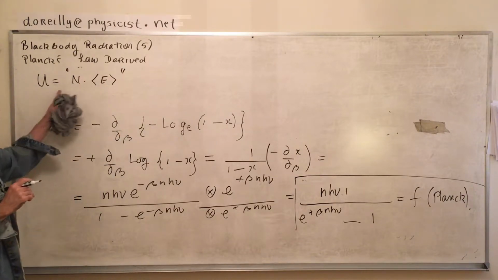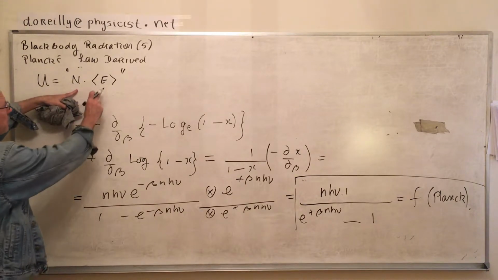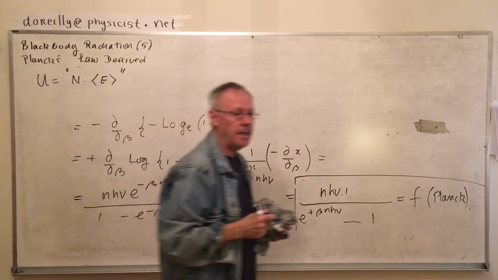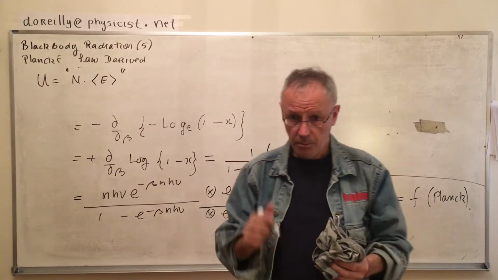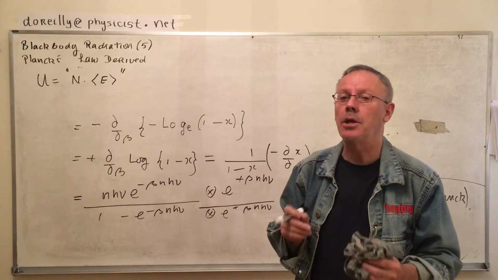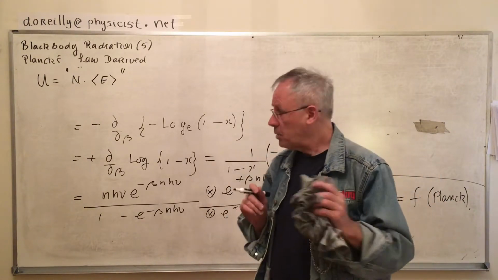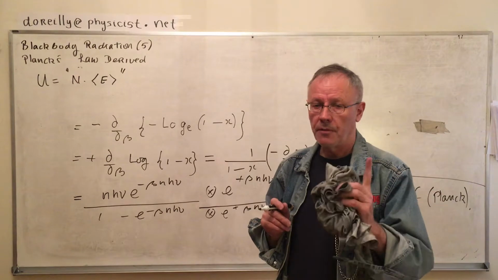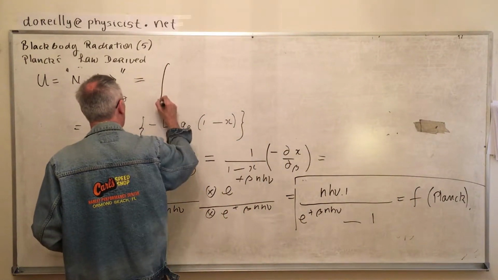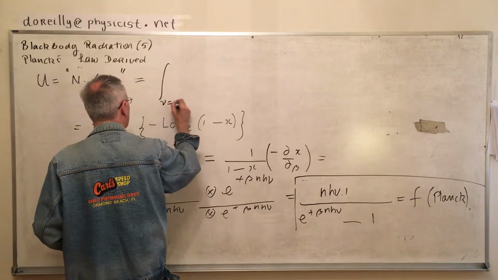Now, U is the number of states times the energy per state. Like I said, if a state has an energy of 10 joules and you have 100 states, 10 hundreds is 1,000. 1,000 joules is the energy of the system. Now that's when there's no spectral dependence. If there is a spectral dependence, we have to integrate over the whole spectrum, and we'll integrate with respect to nu.